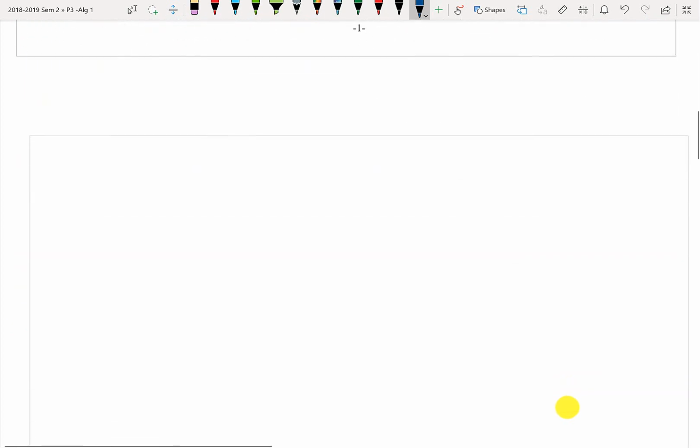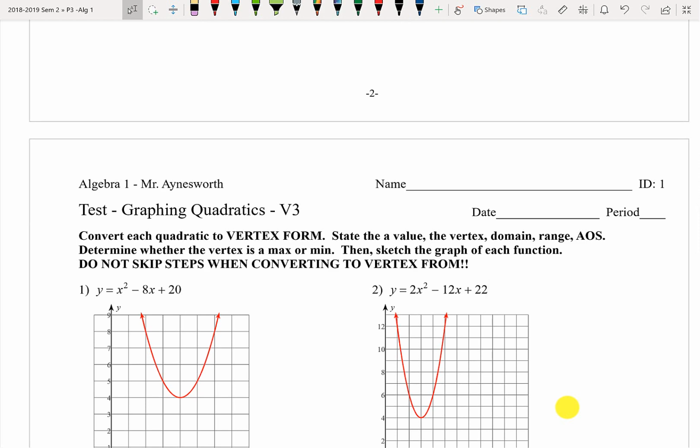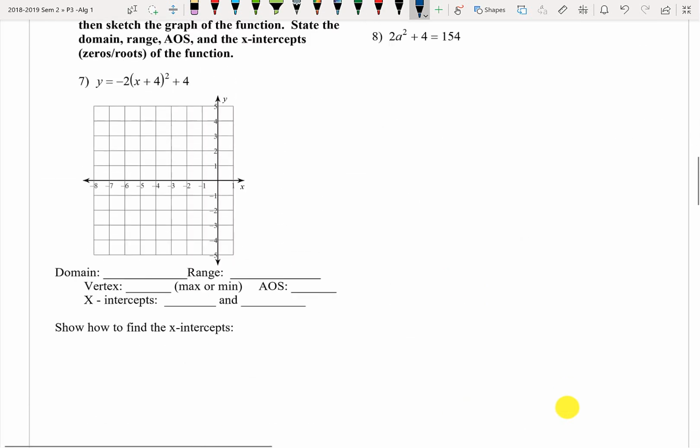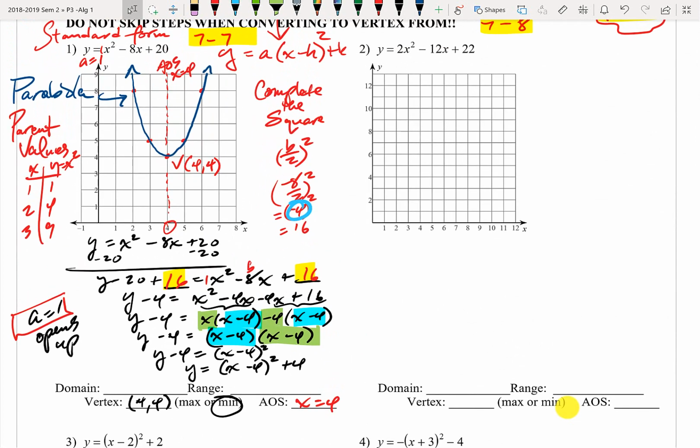Then if you check it here, let's just go in the back here and check. Notice the vertex right here is at 4 comma 4. Right 1, up 1, right 2, up 4, and then reflect. So you can see the graph pretty easily. So here we go. That's number 1. Pretty simple.